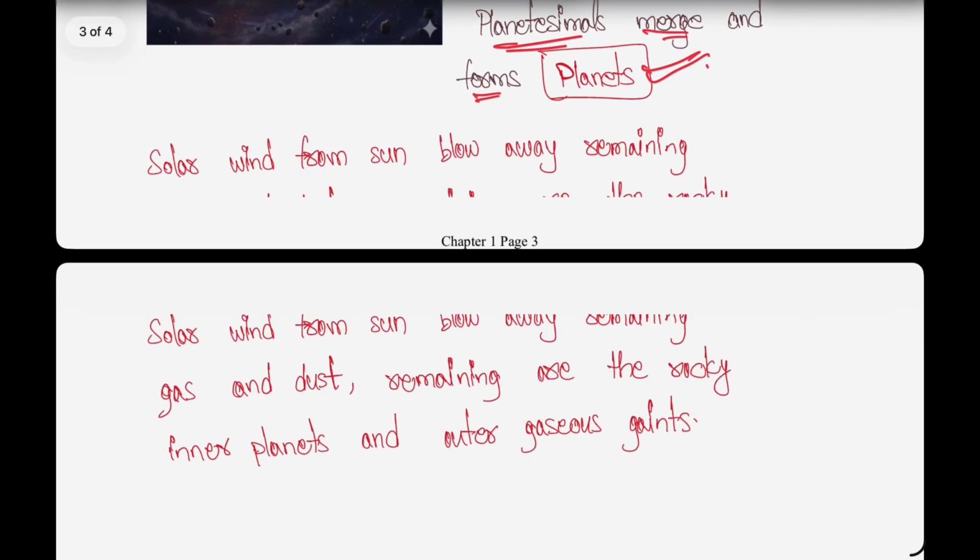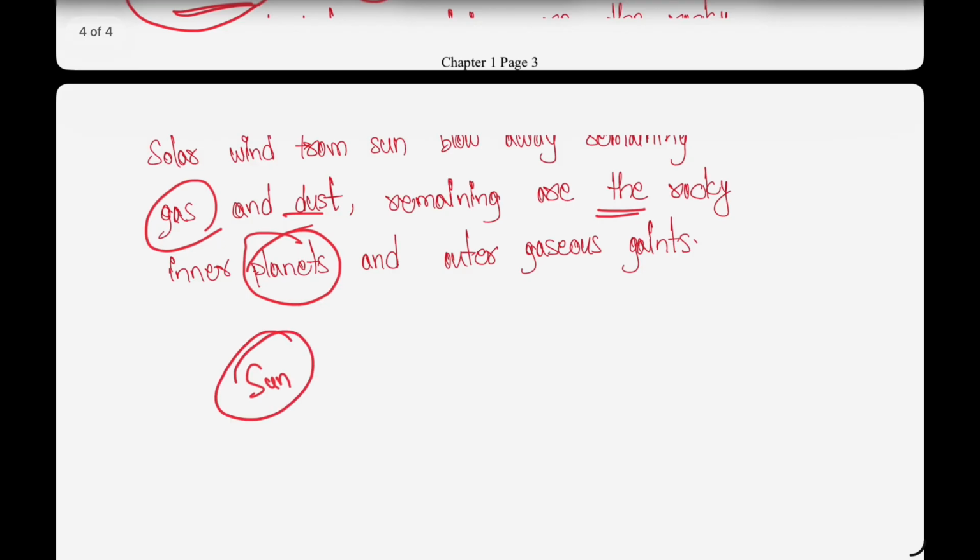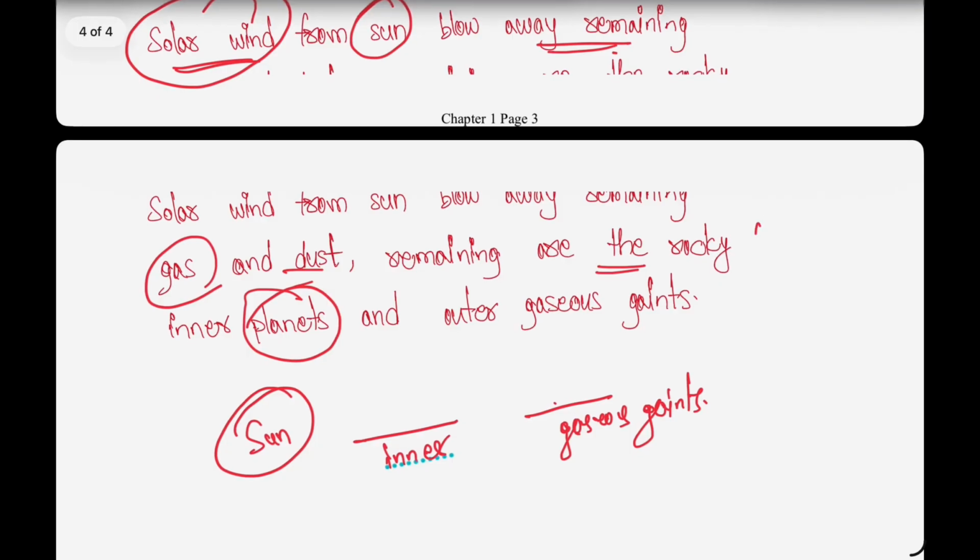So once the planets have been formed, there will be solar wind coming from the sun, which will blow away the remaining gas and dust that are present, and after the blowing of that gas and dust, what remains is called the planets. We can see from the sun, right? From this sun, we can see the first 4 inner planets, and the next gaseous planets, the gaseous giants. So that's how the planets have been formed.